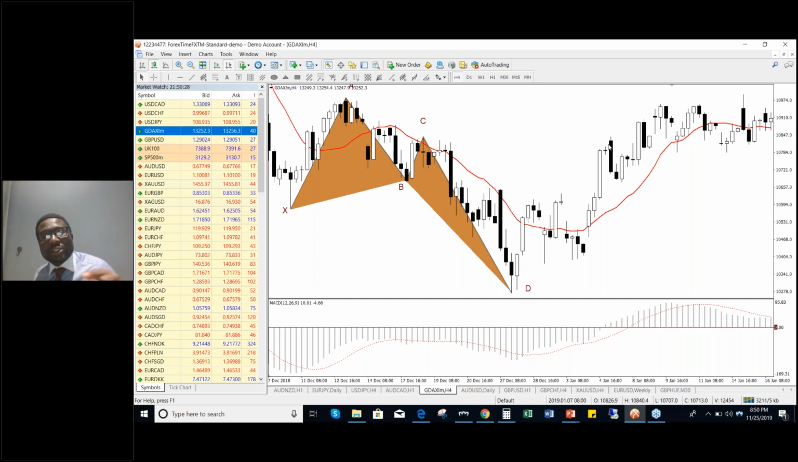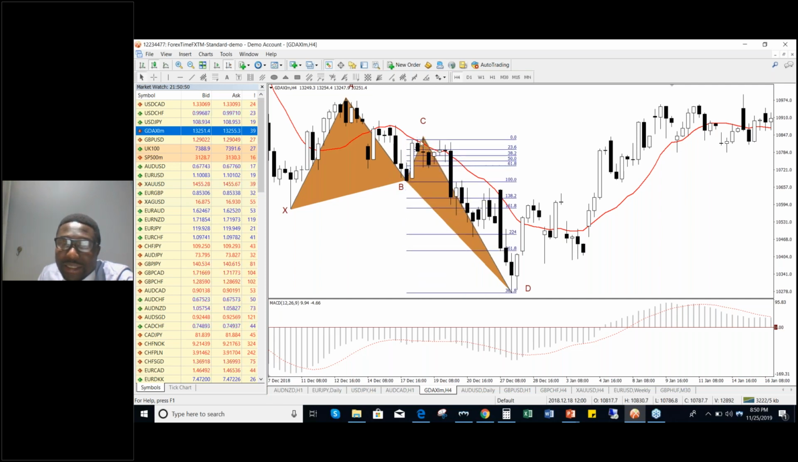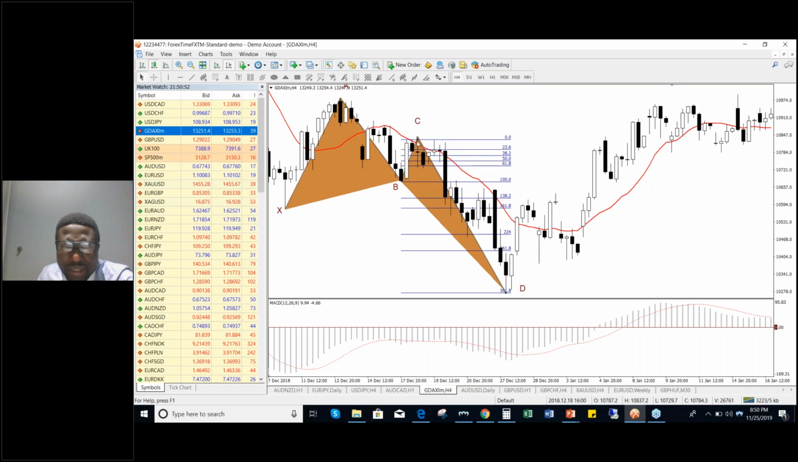We just finished A to B to get C. So I'm going to draw from B to C to get D. B to C to get D. So I pick up my Fibonacci again, I go to point B, and I draw to point C. And I leave it there.